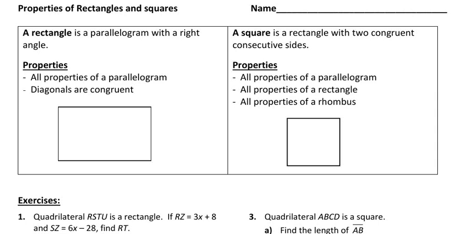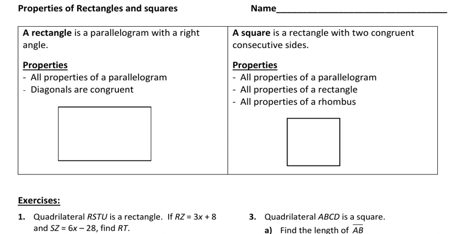Hi everyone. In this lesson we're going to learn about the properties of rectangles and squares, and then we're going to use those properties to solve problems. I'm going to start by naming the figures that I have here, because it is very important that we know how to name the figures correctly.